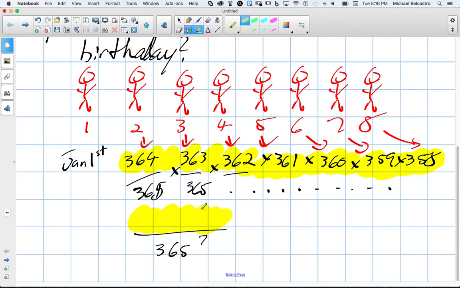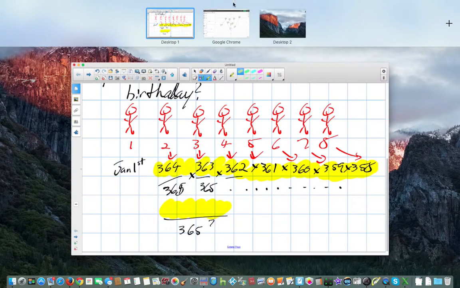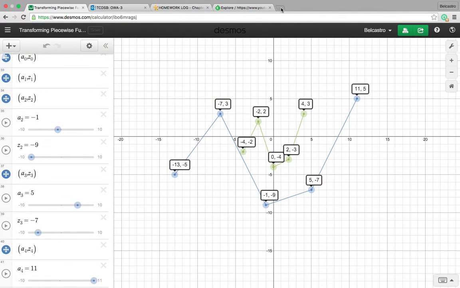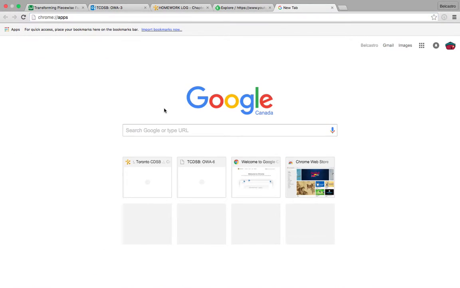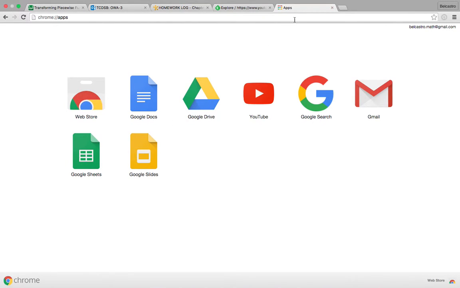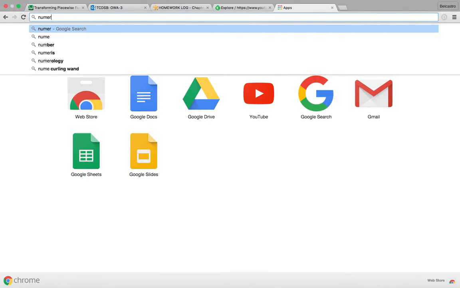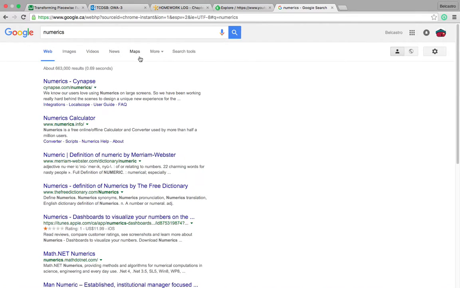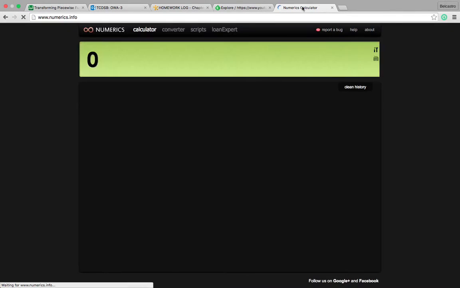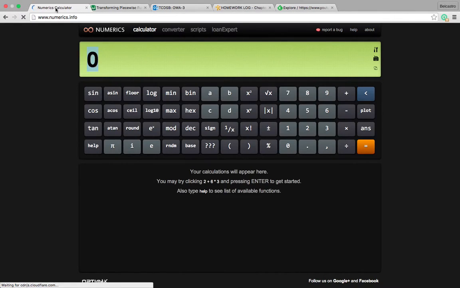So I'm going to see if I can bring up a nice calculator here. I think I have one. Numerics. Let me see. It's a decent one. Oh, I know I don't. Let's type it in. I think that's what it's called. Yeah, okay. So we have our numeric calculator.